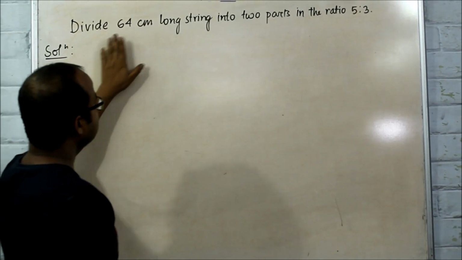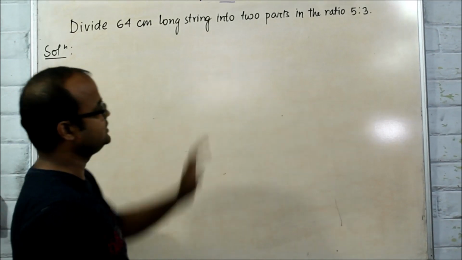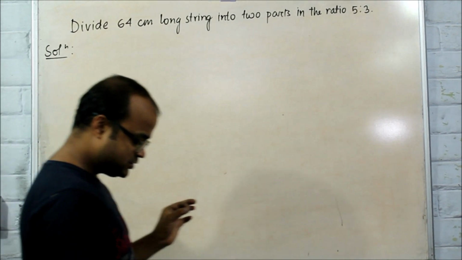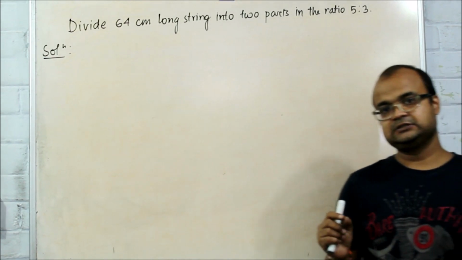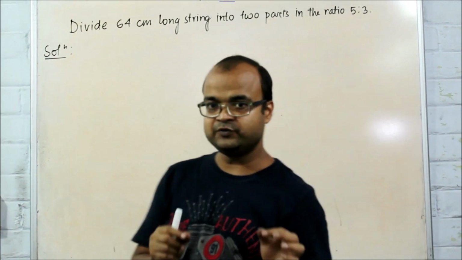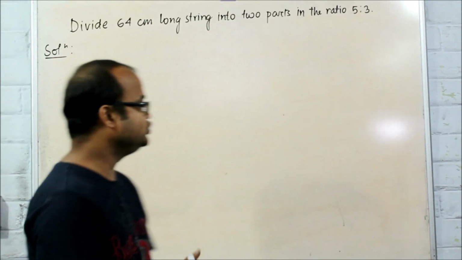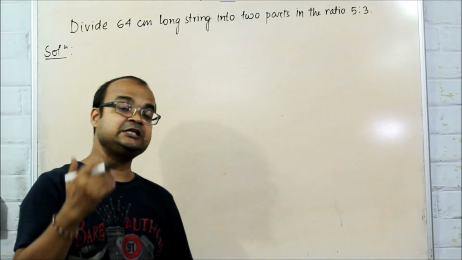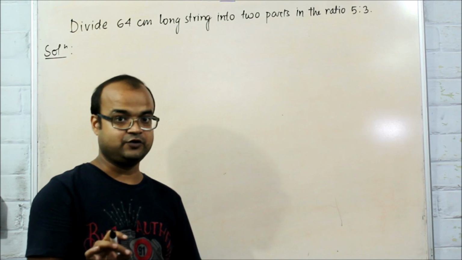Divide a 64 centimeter long string into 2 parts in the ratio 5:3. So look at this, student. This sum can be done in 2 ways. I am going to explain both the ways. Whichever way you find convenient, you can do it. Now this is a word problem, so presentation is another aspect you can take care of.